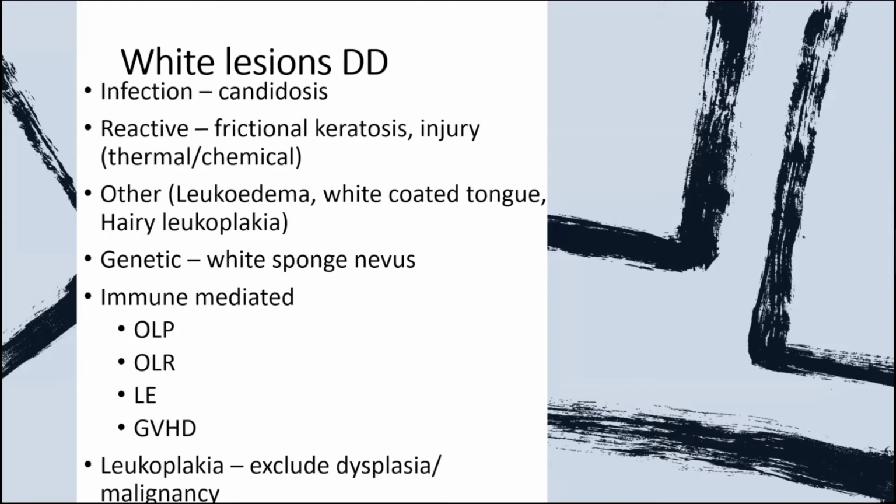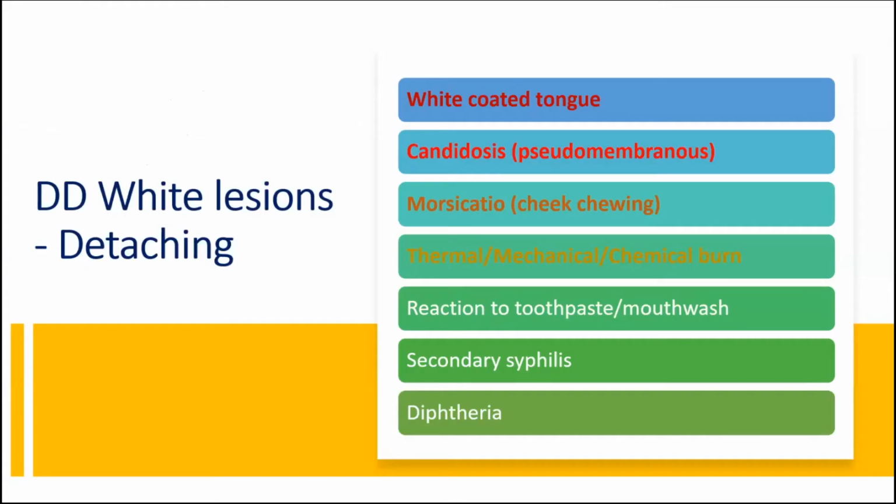And of course, to never forget, it can be leukoplakia. And when we suspect leukoplakia, we always need to exclude dysplasia or possible malignancy. So if we do a detailed differential diagnosis and we see white lesions that we can actually scrape off, by far the most common one is the white-coated tongue, which is a quite common condition.